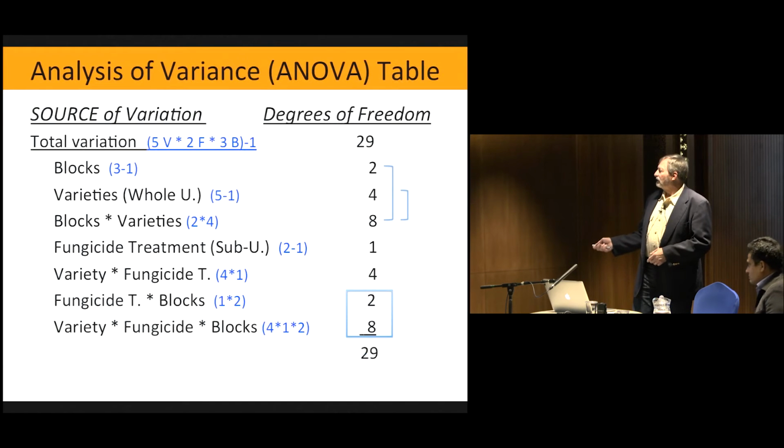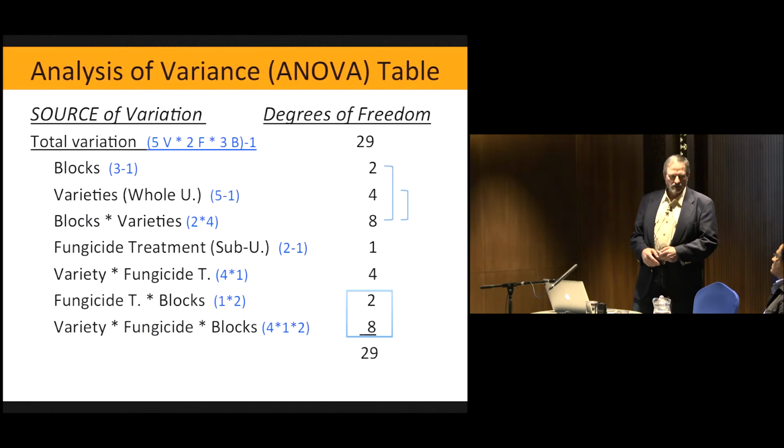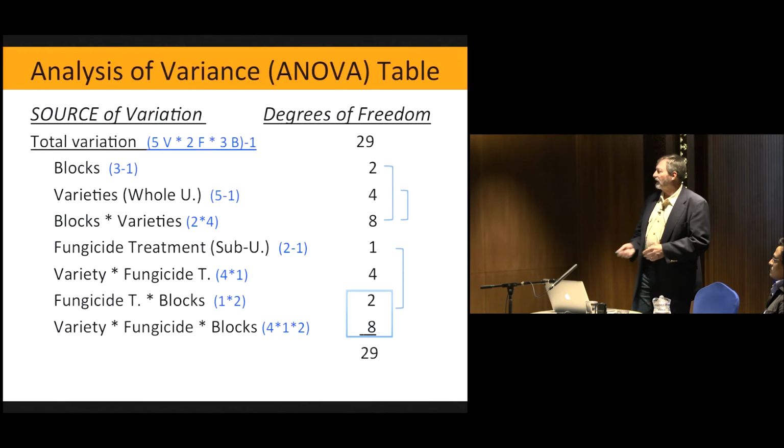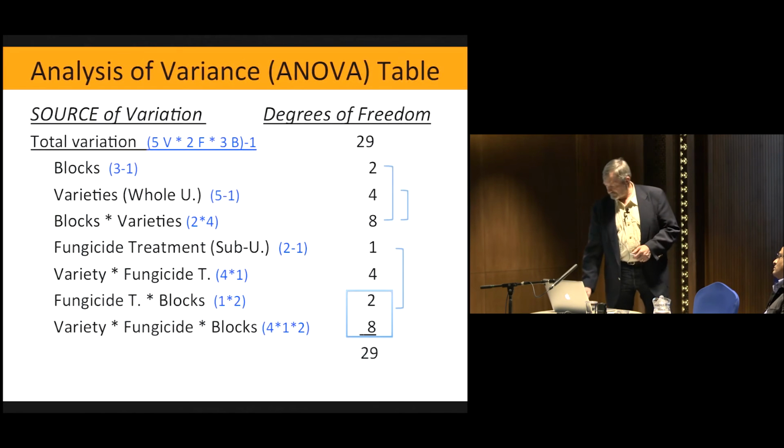I think I can look at this source of variation and this source of variation and determine that this source likely will not be different from this source of variation, so I can pool those 2 degrees of freedom plus 8 degrees of freedom for a total of 10 degrees of freedom in the denominator to make an F-test for the significance of fungicide treatments. So that's a total of 1 and 10 degrees of freedom in the F-test.